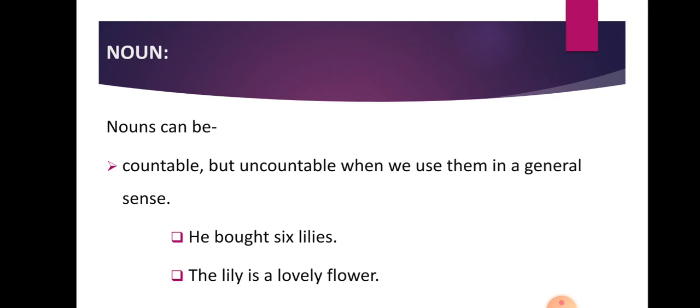Here we are going to discuss how these nouns can be used. Nouns can be countable. You know how to count, right? If it is countable, we can precede it with numbers. Nouns can be countable, but uncountable when we use them in a general sense. For example, he bought 6 lilies. Here lilies is the noun, right? Here it is quantified as 6. But look at the second example: the lily is a lovely flower. When we are using it in a general sense, I am referring to the complete family of lily. So I am saying the lily is a lovely flower.